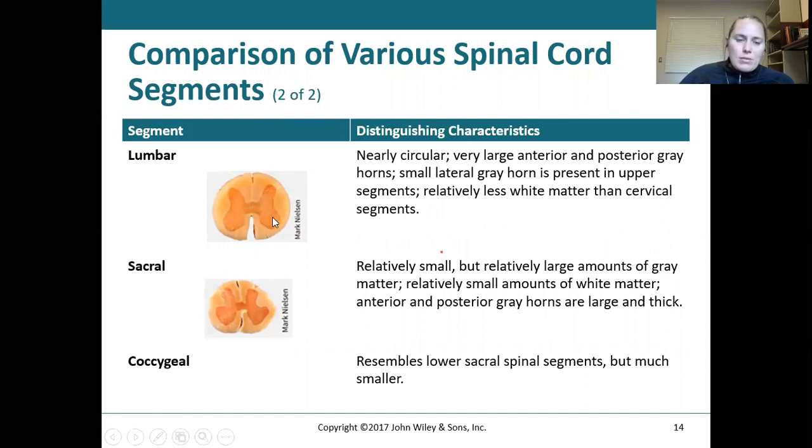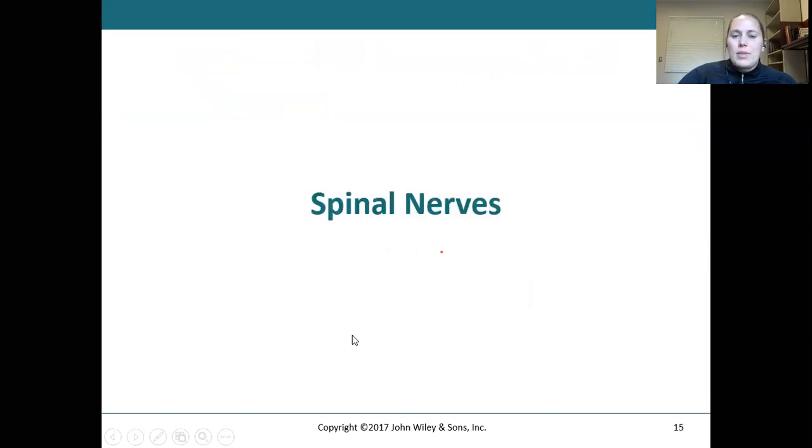It also talks about the distribution of the posterior and anterior gray horn. And for your sacral, there are even smaller amounts of white matter and large amounts of gray matter. The coccygeal resembles the lower spinal segments, but is much smaller. So you can see that there as well.